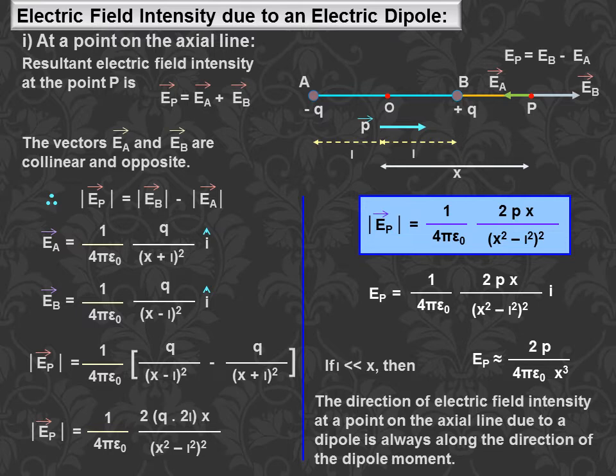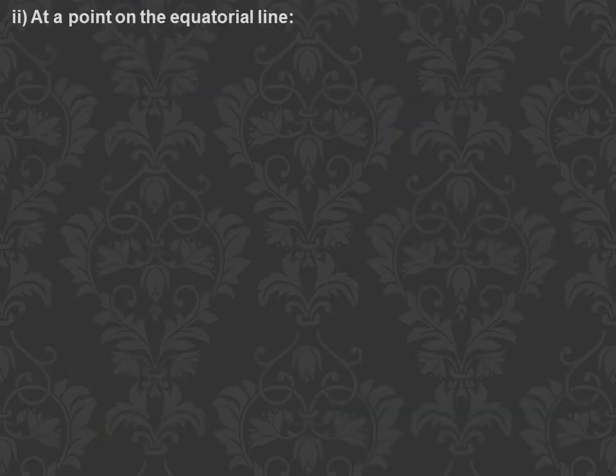The direction of electric field intensity at a point on the axial line due to a dipole is always along the direction of the dipole moment. The second one is at a point on the equatorial line.